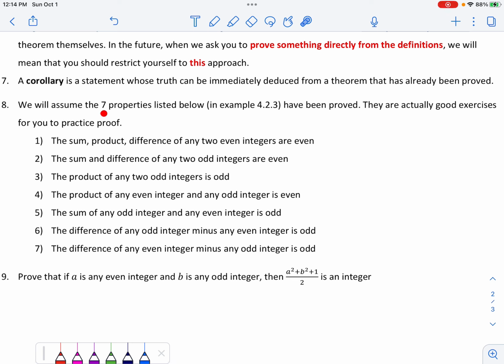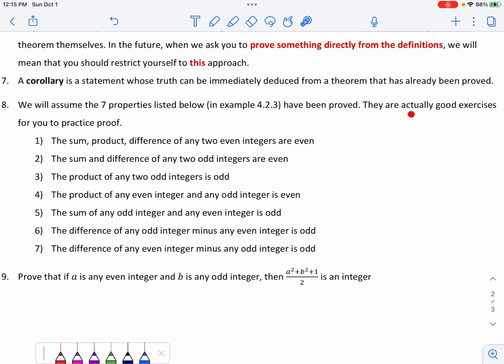Now we are going to assume the 7 properties listed below. Some of those are good examples of corollaries because they can be derived quickly from other theorems. Again, we just assume these 7 properties have been proved. Actually, we have not proved them, but we are going to assume them, because we cannot prove all the things. We have to assume some basic things so that we can move forward to prove more complicated statements.